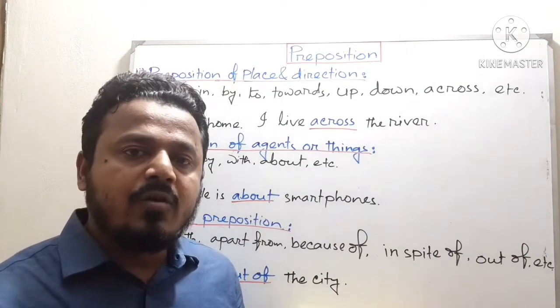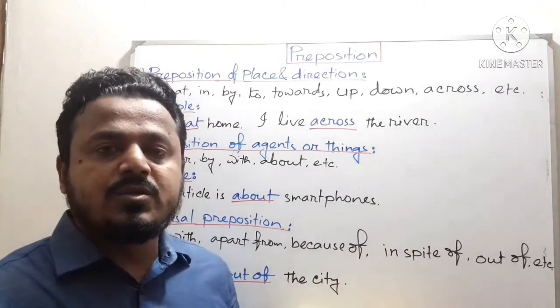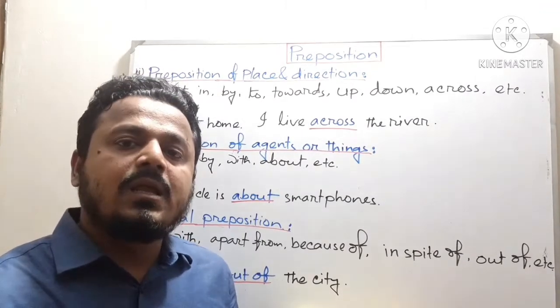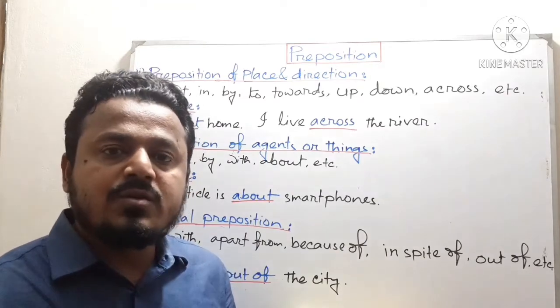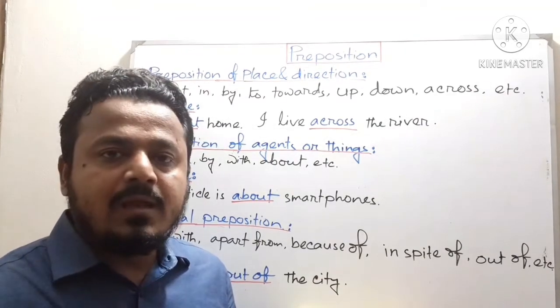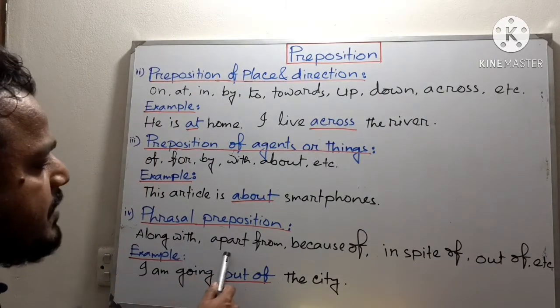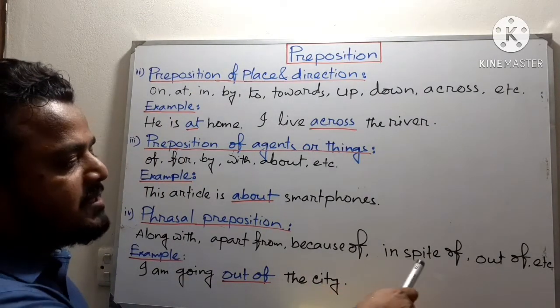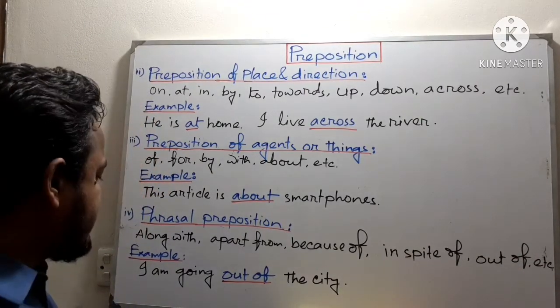Then number 4, phrasal preposition. A phrasal preposition is a preposition which is basically a combination of two or more words which functions as a preposition. Here are some phrasal prepositions: along with, apart from, because of, in spite of, out of, etc. We can see an example.